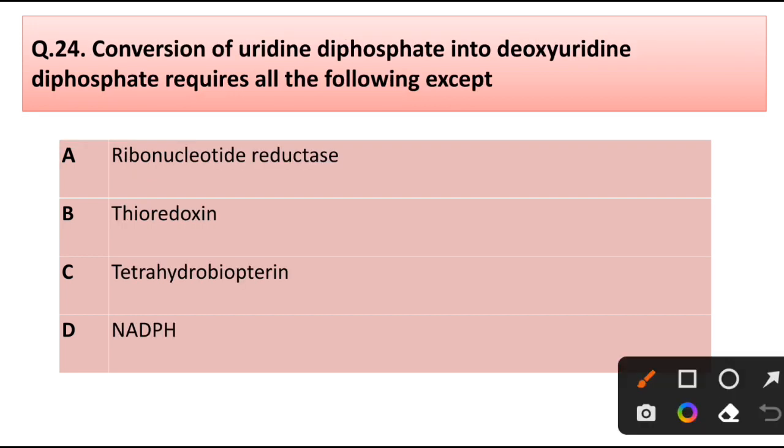Question number 24. Conversion of pyrimidine diphosphate into deoxyribonucleotide diphosphate requires all the following except ribonucleotide reductase, thioredoxin, tetrahydrobiopterin, and NADPH. Correct answer is option C, tetrahydrobiopterin.